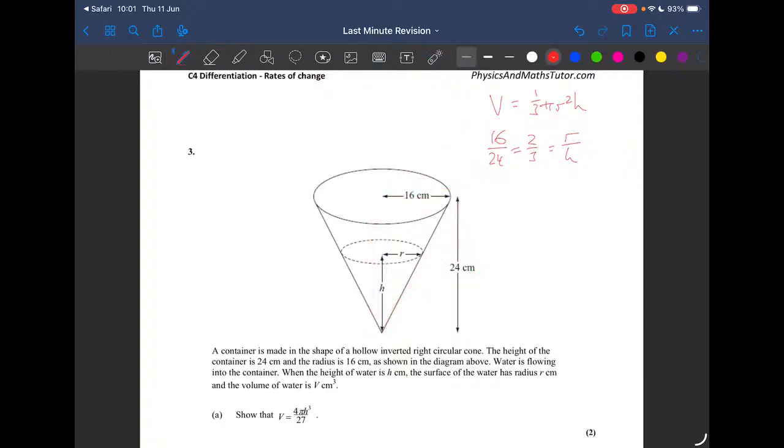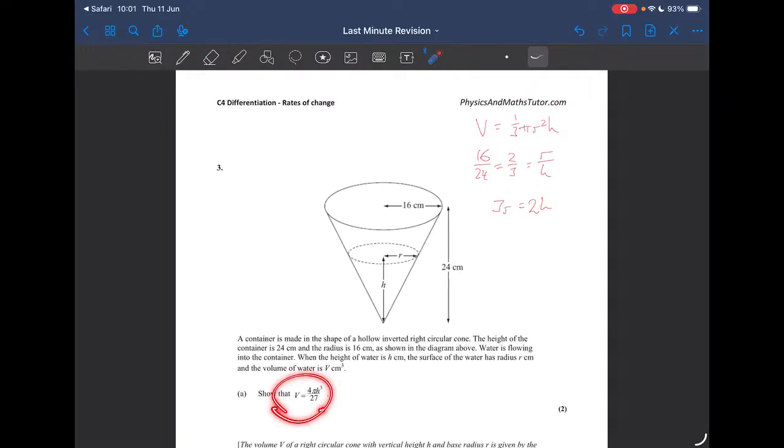So we can rearrange this. What's it going to be? 3r is 2h. And now we want to get volume without the r in it. So actually let's get r by itself. So r is going to be 2h on 3. We'll take that, plug it in there. What are we going to get?